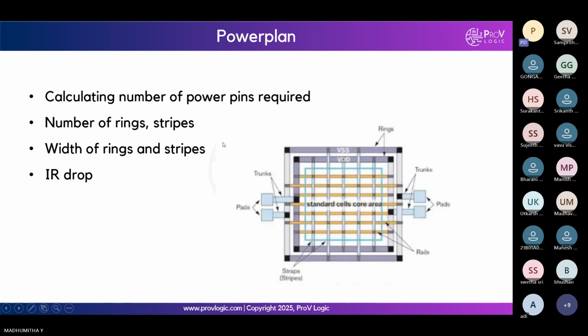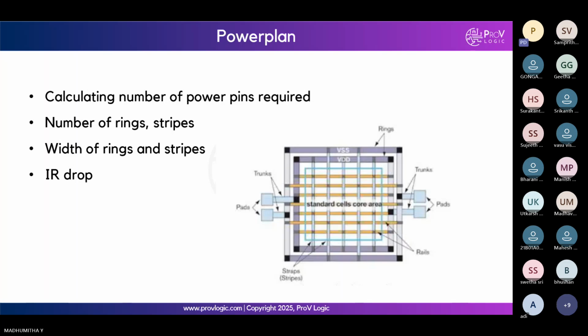Okay. So in the power plan stage, what we are going to do is give power connections to all the cells in our design. VDD and VSS connections, power and ground supply, we are going to establish for our block. That is what we are going to do in power plan.